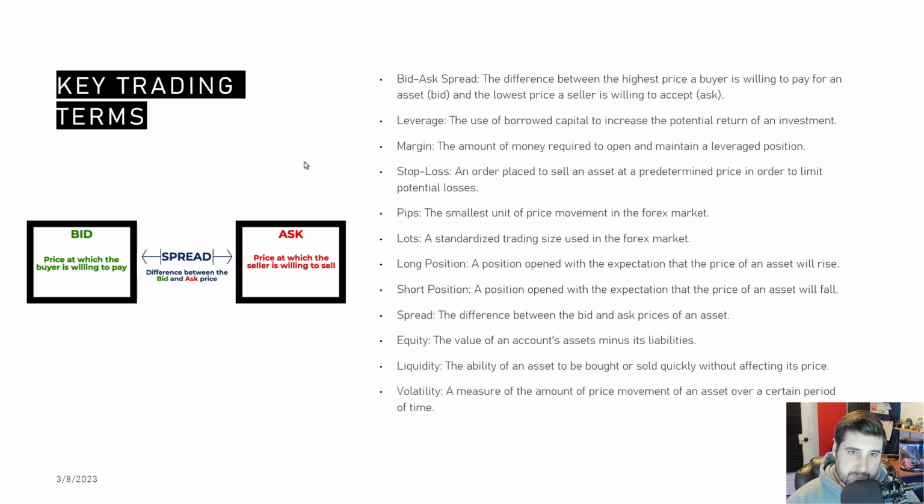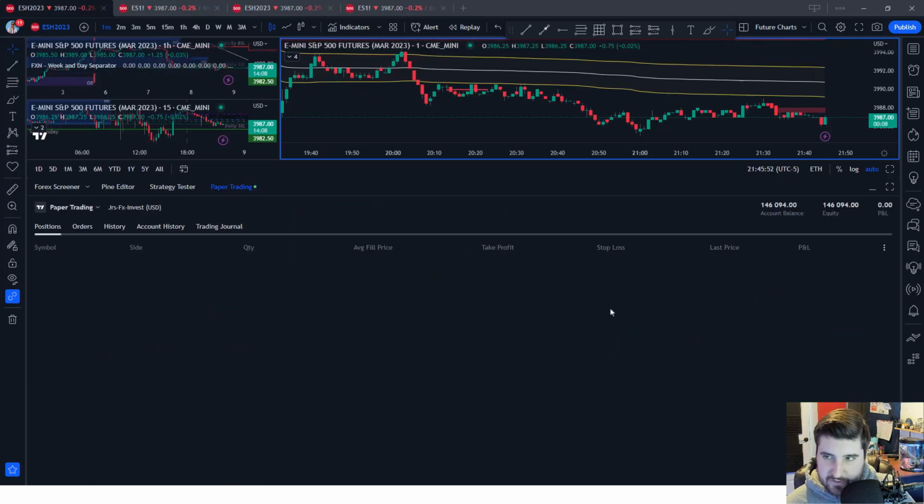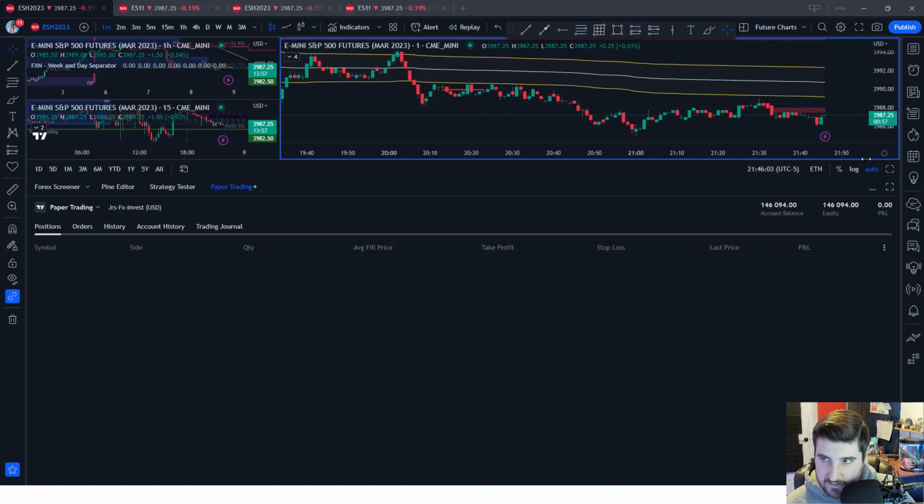So I don't have an example. Actually, I could pull up TradingView. Let's open up paper trading. So you'll see the equity here and the account balance, right? But let me open a trade real quick. Why is this so high? How do I?